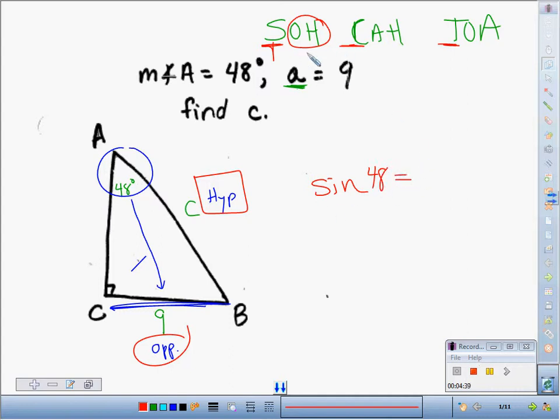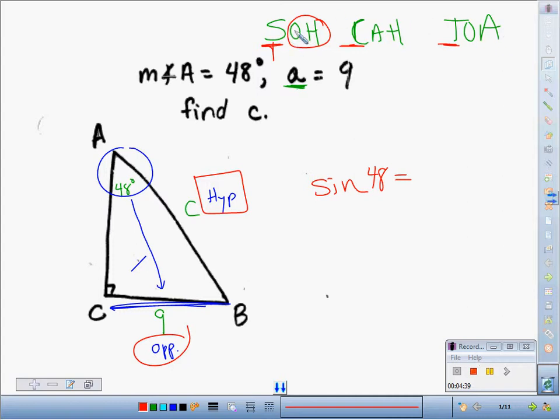And now according to SOHCAHTOA, what we need over here is a fraction. And SOHCAHTOA is written in correct order. Sine is defined to be opposite over hypotenuse. It's always the first over the second. Opposite over hypotenuse. Cosine is adjacent over hypotenuse. Tangent is opposite over adjacent.